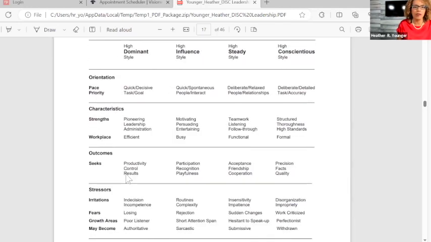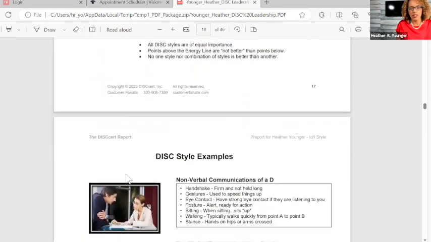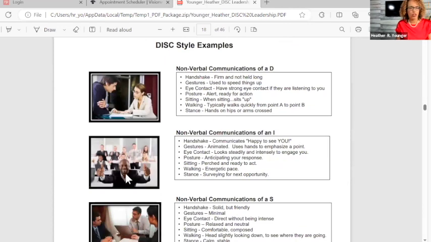It's important to know that about yourself. I love, love, love all of the things that are inside this report. It gives you things you can do within your teams. You can get together. I do workshops, DISC workshops with teams, DISC coaching for teams.